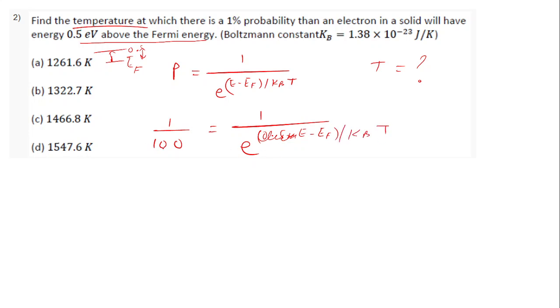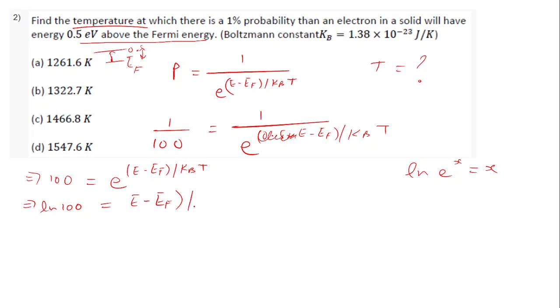First let's resolve this exponential, because it can make this thing difficult. So let's take the reciprocal on both sides. This side will become 100, this side will become e to the power (E minus EF) by kBT. Now again we have to take the natural log on both sides. Natural log of 100, natural log of this, using the same identity, will be E minus EF by kBT.